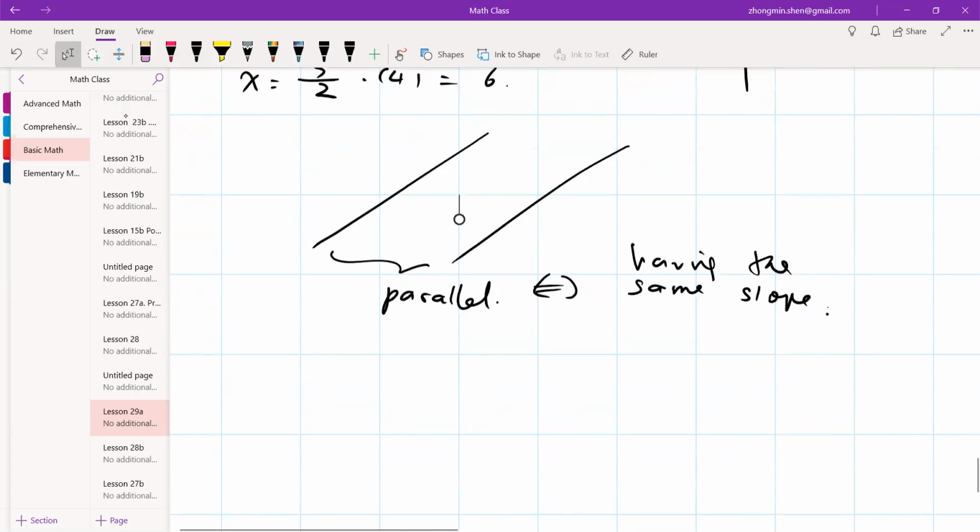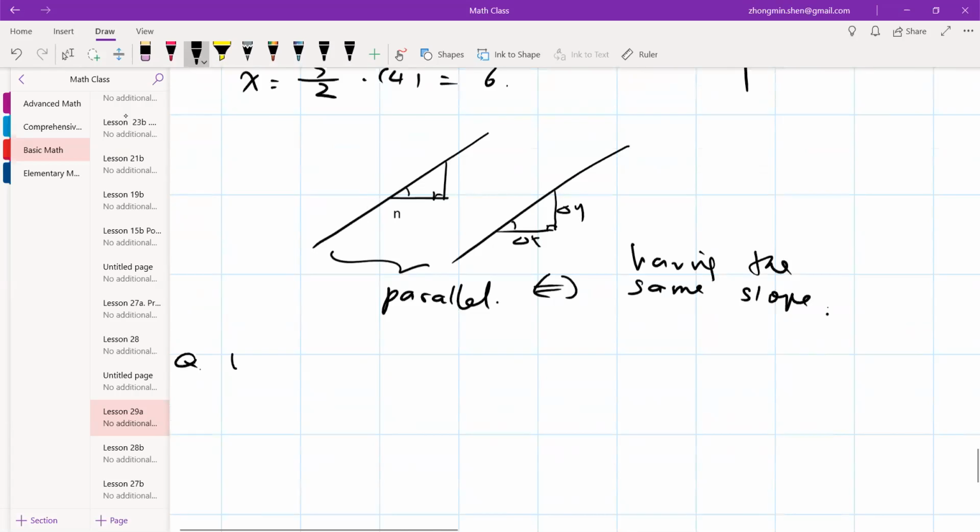So why do parallel lines have the same slope? Because look at this, right? When you draw the triangle, you put it here. This is the change in x and change in y. You can move it to here. It's parallel. You can move it to here. So they have the same slope, so the angle will be the same. So yes, parallel lines have the same slope. All right.